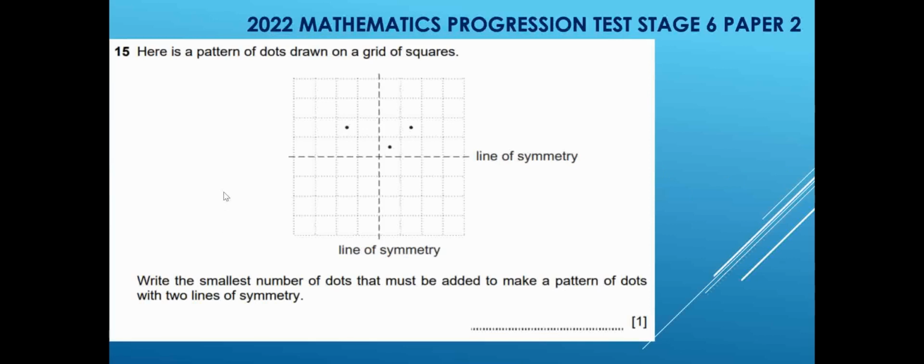Alright, question 15. Here's a pattern of dots drawn on a grid of squares. This is the line of symmetry, vertical and horizontal. Write the smallest number of dots that must be added to make a pattern of dots with 2 lines of symmetry. 10 seconds.